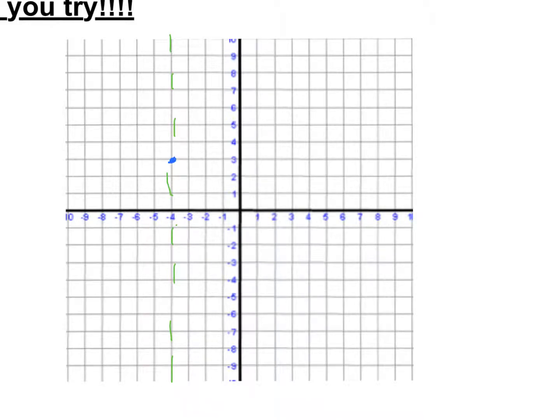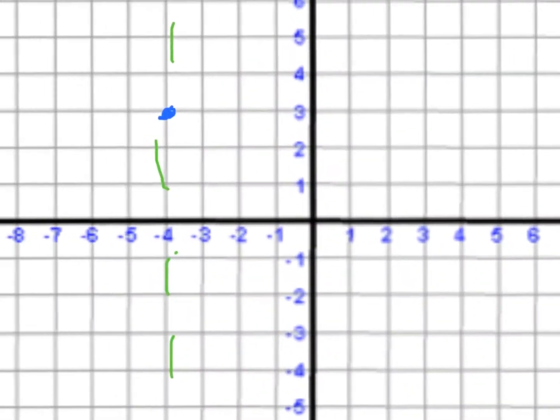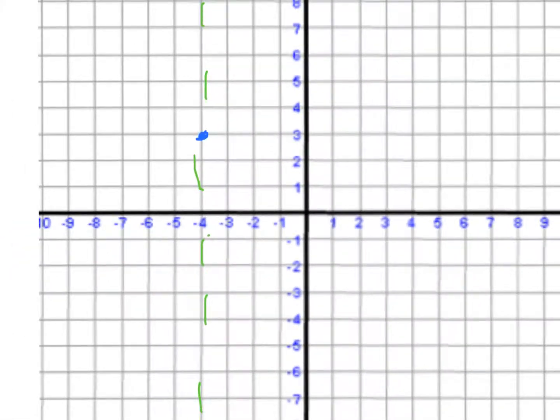Let me scroll in a little bit closer so we can see. Okay, so we're going to go down 3. Yeah. 1, 2, 3 over 4. 1, 2, 3, 4. 1, 2, 3. 1, 2, 3, 4. And now we are going to reflect these over the axis of symmetry.